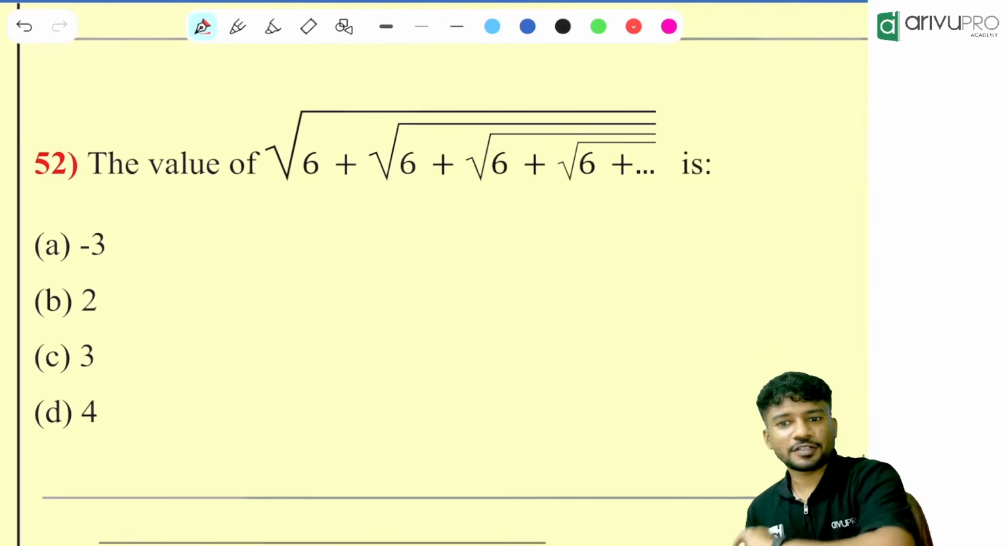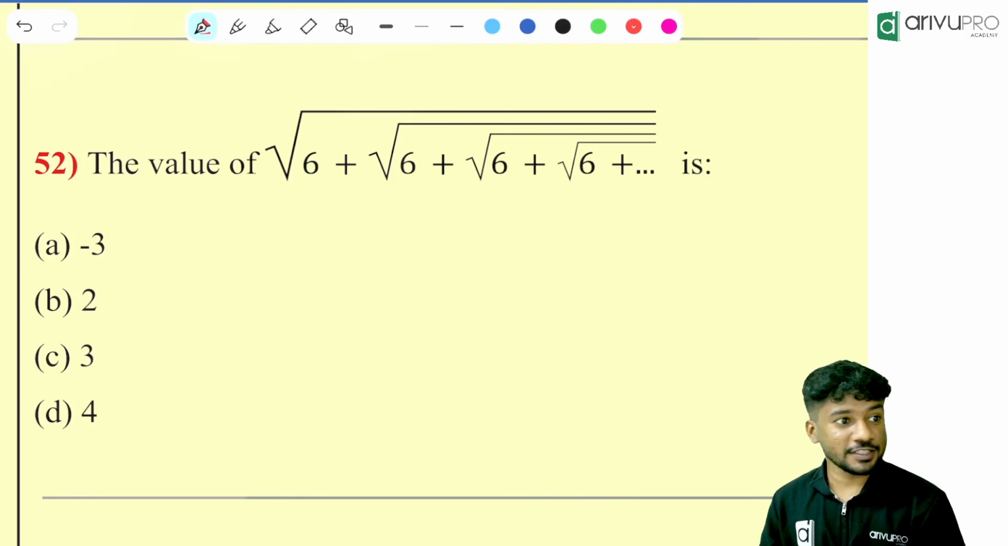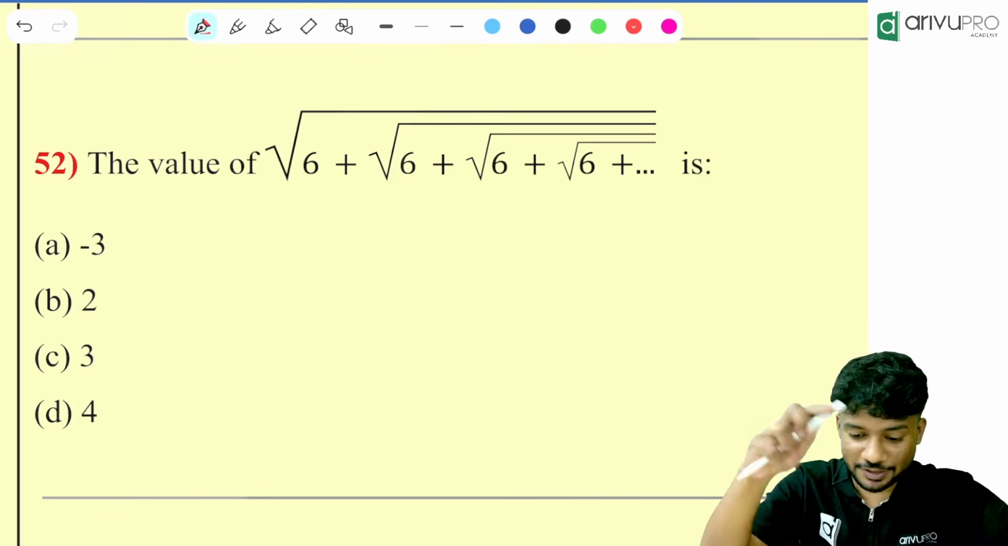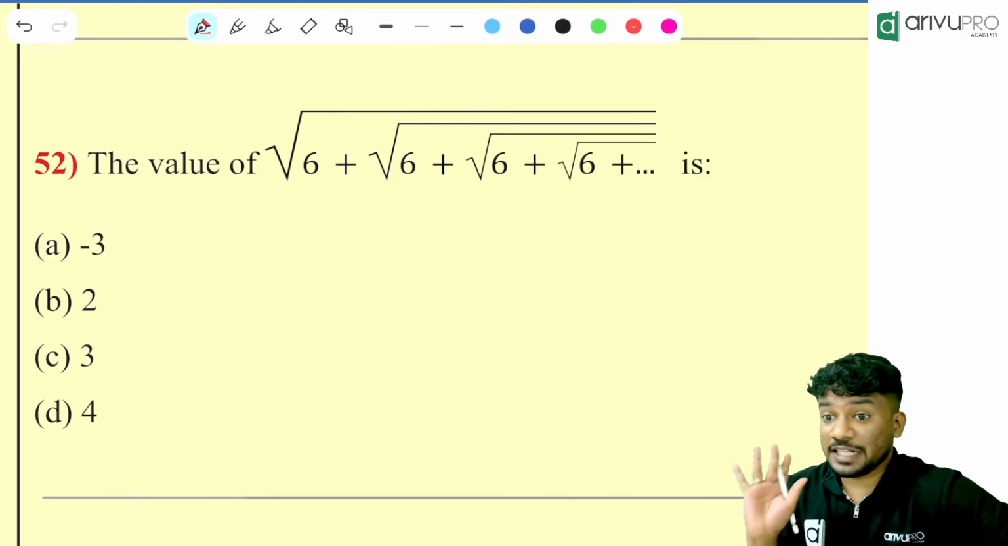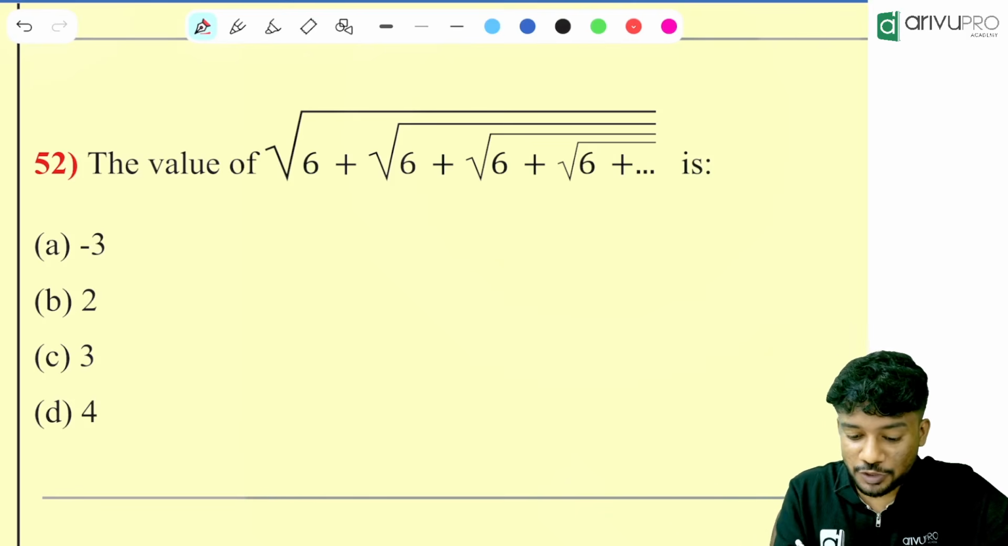What to do here? If you studied in school, you would have studied it in a different manner. I'll tell you the manner which you have studied in school. I will explain that manner first, because sometimes that will be useful in certain questions.